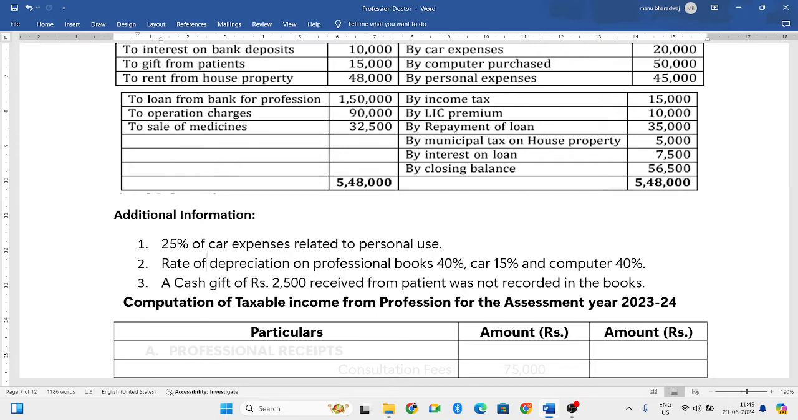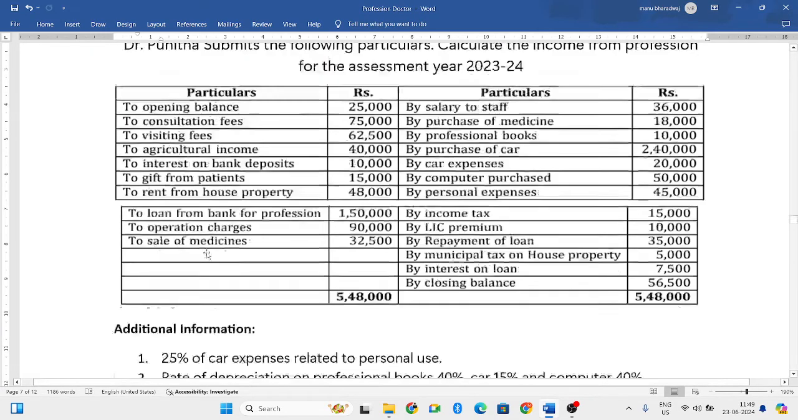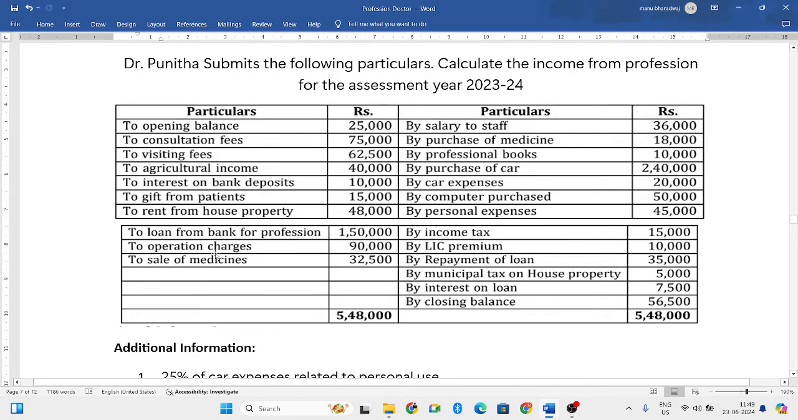A cash gift of rupees 2500 received from patient was not recorded in the books. So they have not recorded it, but we have to record it. So with these three additional pieces of information, now let us solve the problem.